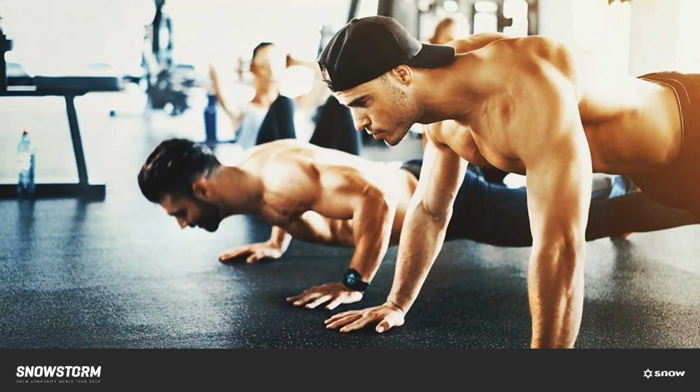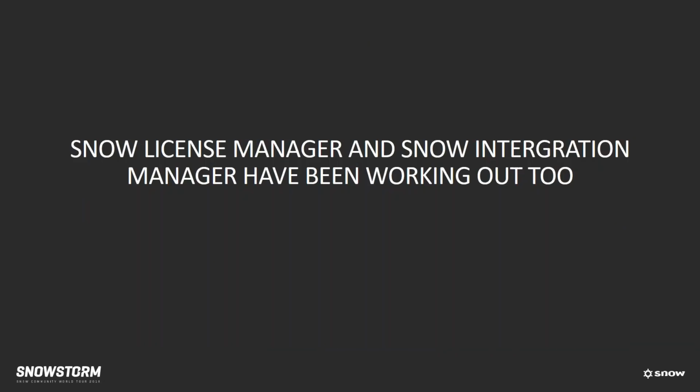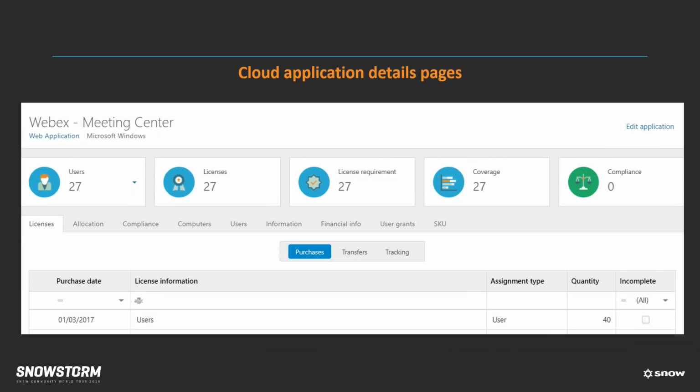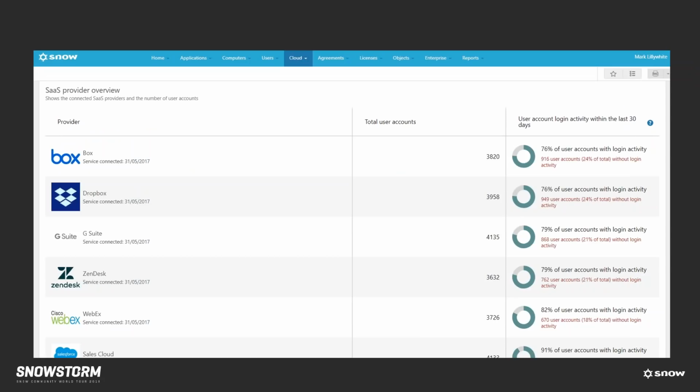But, you know, it's not just Snow Inventory that's been working out. What we've also done is we've beefed up Snow License Manager and Snow Integration Manager in order to get a lot more information about very specific SaaS applications. And so what we can do now is build up the traditional picture of a SaaS app like WebEx, for example. You know, we've got 27 live users, but what we can also do is do compliance against it. But more importantly, we can connect to the SaaS subscription portal for that vendor or those vendors to pull back who's got a subscription and whether they've used it.